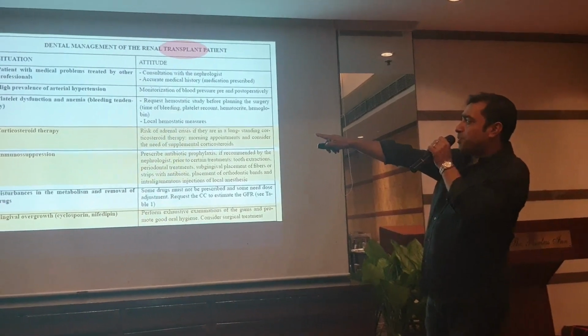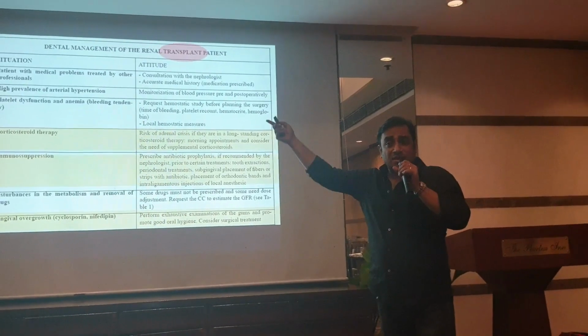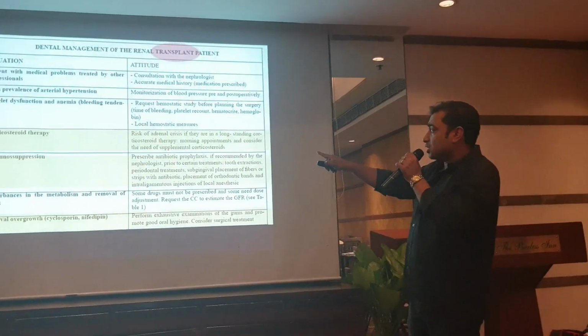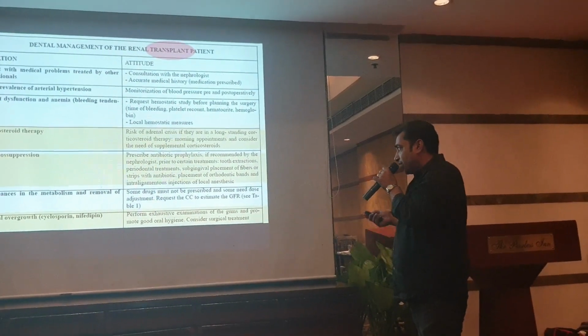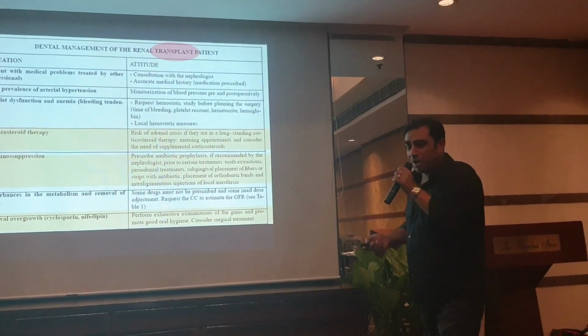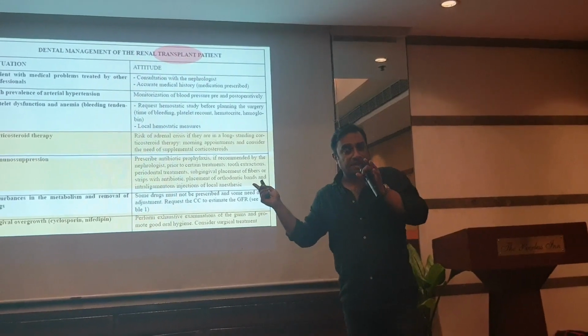These patients might be on corticosteroid therapy. So we discussed corticosteroid therapy in the slides before. Remember that these patients will be immunosuppressed. So prescribed antibiotic prophylaxis is recommended by the nephrologist prior to certain treatments. Or you do that anyway. Gingival overgrowth. See, these are international data.